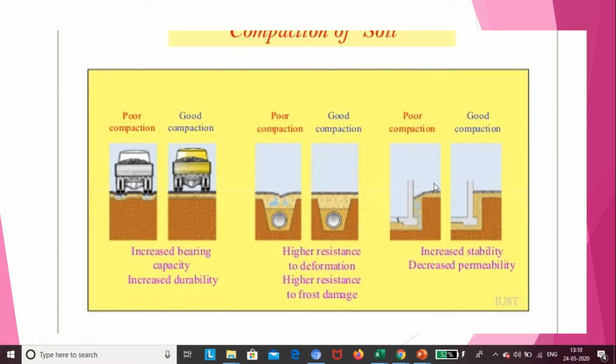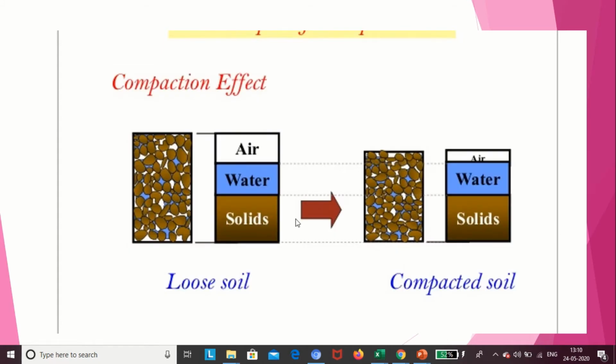Let's see the third one. The first one is poorly compacted and the second one is well compacted. That is, it will increase the stability and decrease the permeability. This is the compaction effect. This is a loose soil and this one is the compacted soil. You can see that the air voids have been reduced in this, isn't it?